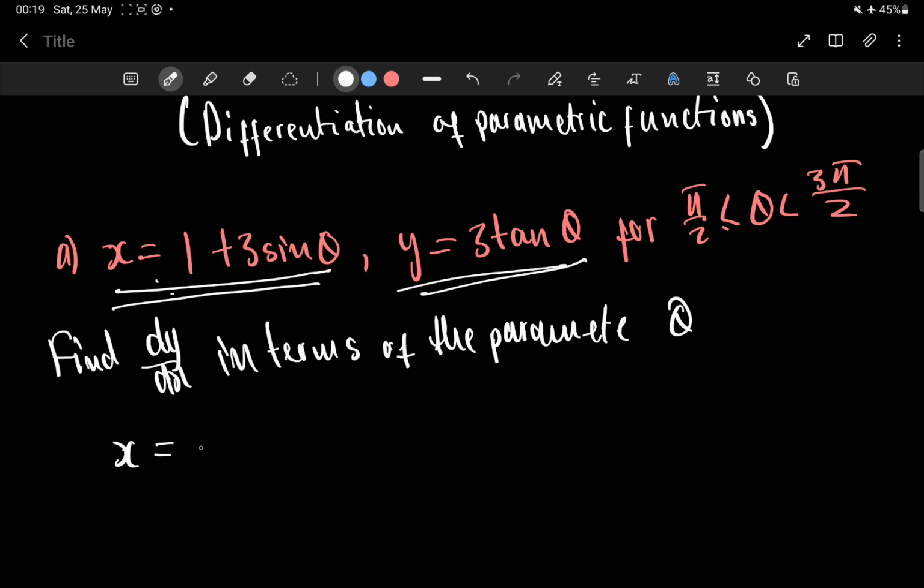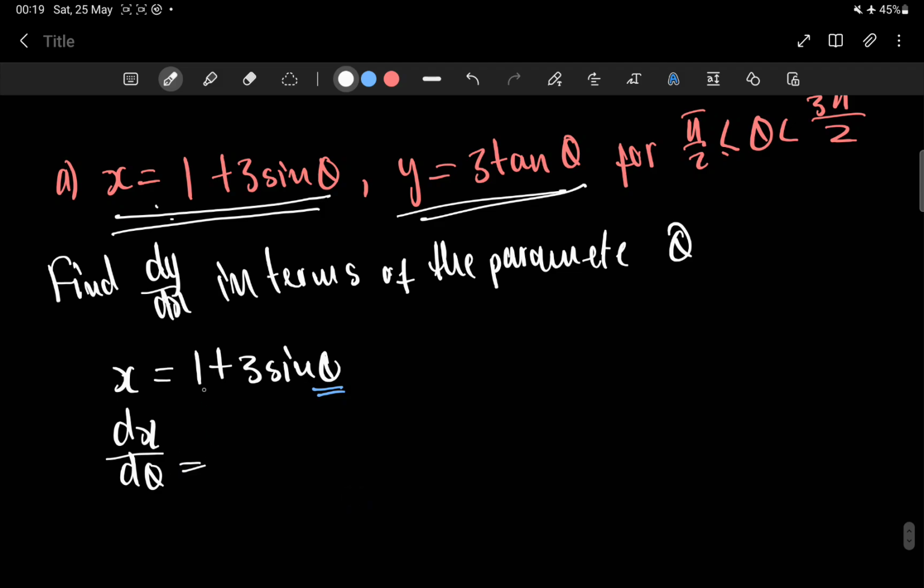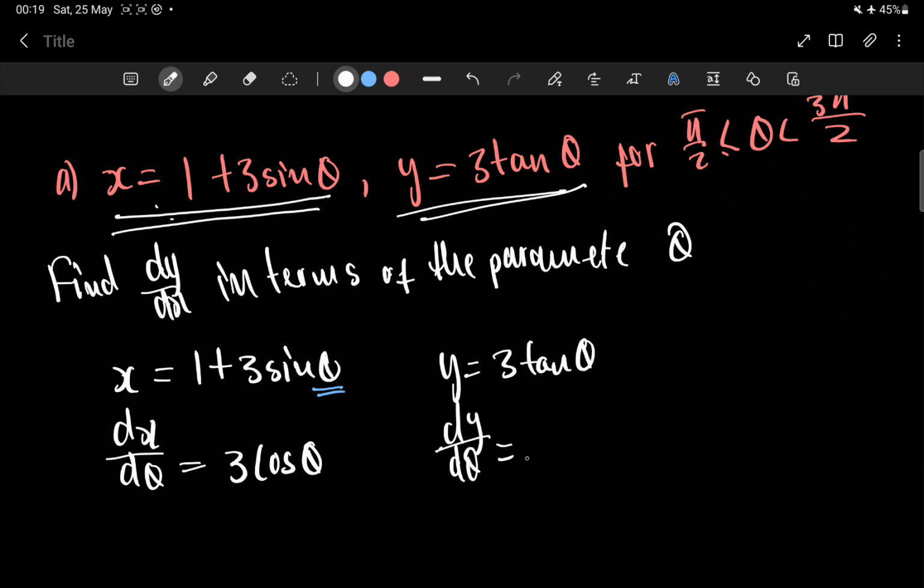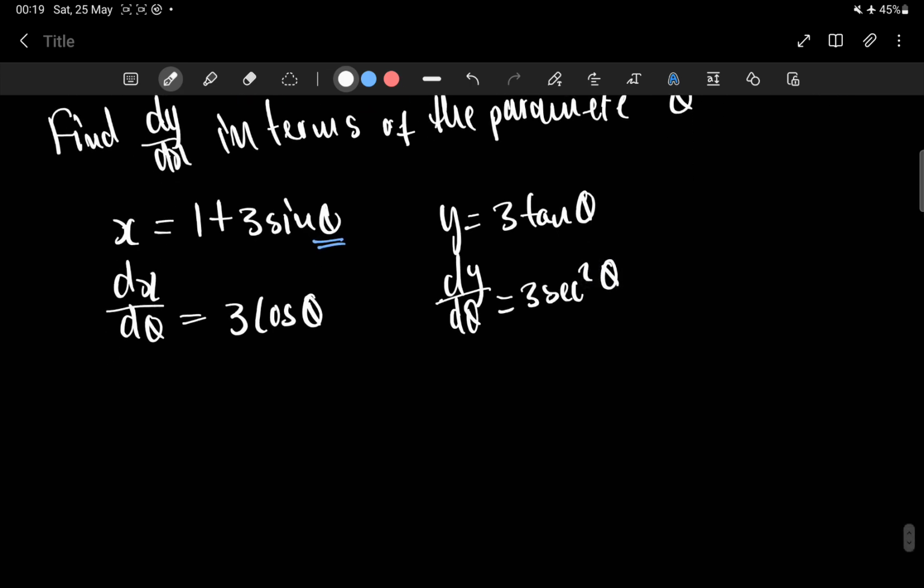So you can say x is equal to 1 plus 3 sine theta, which means dx d theta, the derivative of x with respect to theta, is going to be the derivative of 1, which is 0, plus the derivative of 3 sine theta. 3 is just a number, it will be outside, and the derivative of sine is cos, so it will be 3 cos theta. Then here we have y is equal to 3 tan theta. We can now say dy d theta is going to be 3, just outside, times the derivative of tan, which is sec squared theta.